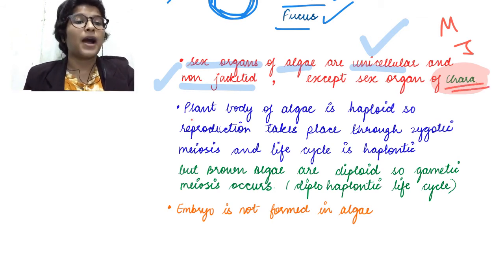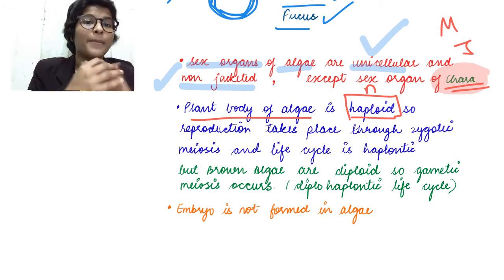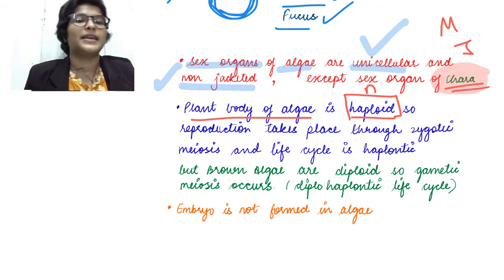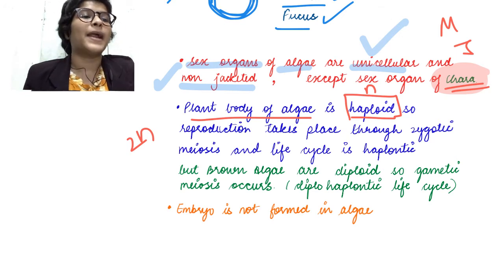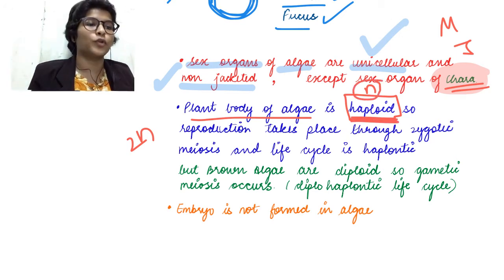Next, the plant body of algae is haploid. ठीक है, haploid यानी क्या? It has n number of cells. Rather, अपनी जो बॉडी है, हमारे जो सेल्स हैं वो डिप्लॉयड हैं, यानी एक क्रोमोसोम सेट की 2 कॉपीज हैं, यानी हम लोग 2n होते हैं, that is diploid. बट एल्गी की प्लांट बॉडी हैप्लॉयड है, यानी कि उसमें सिर्फ एक कॉपी है, n नंबर ऑफ क्रोमोसोम्स.